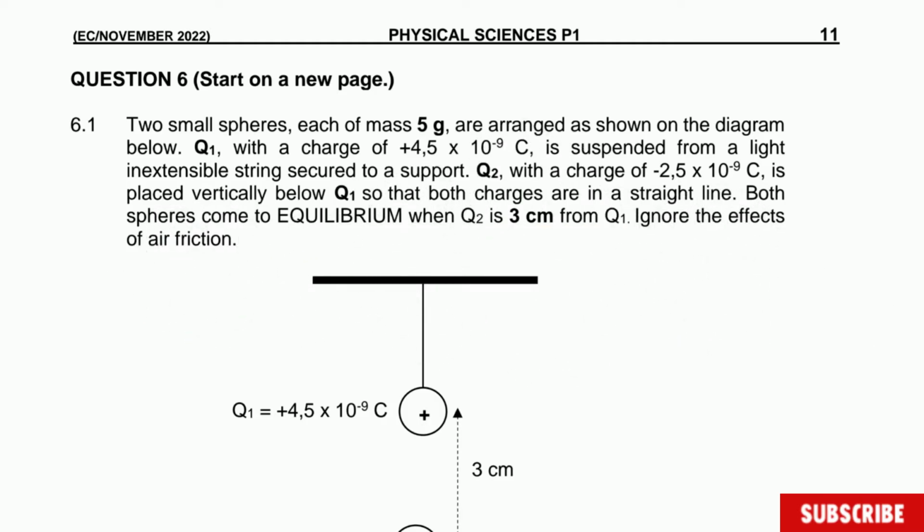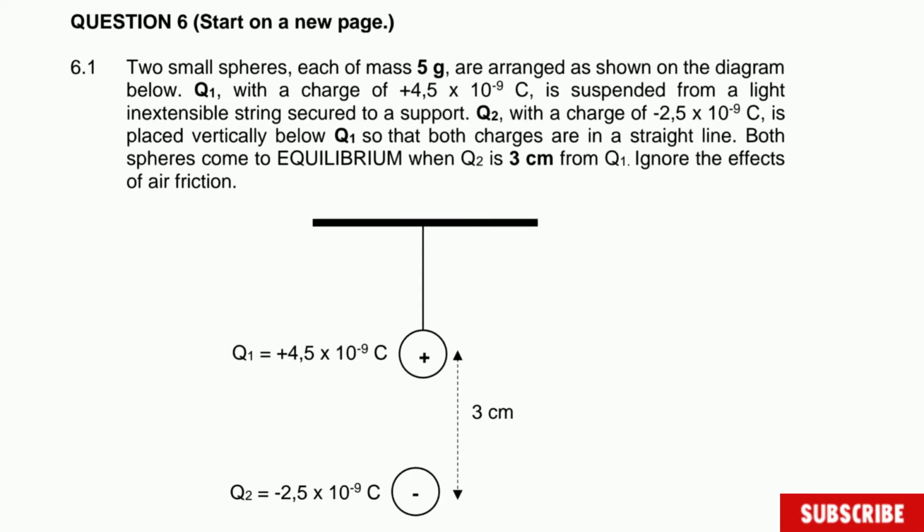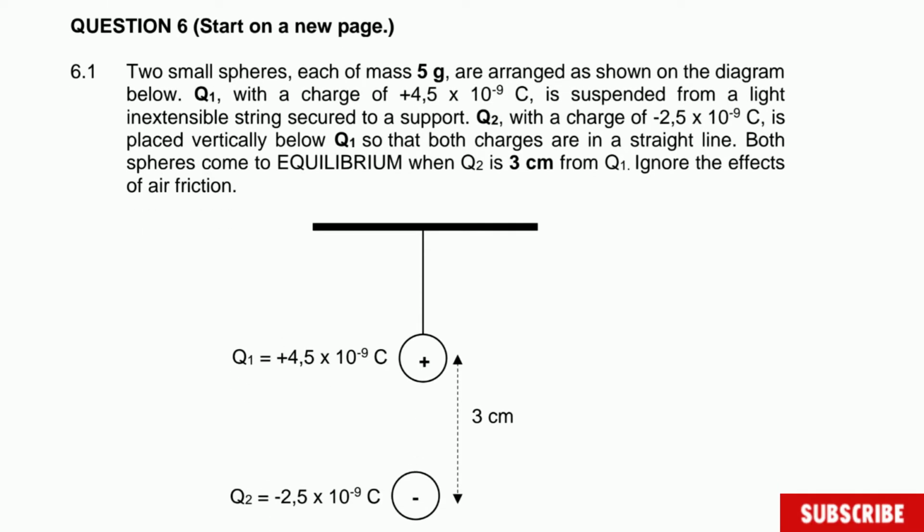This question is related to electrostatics. Two small spheres, each of mass 5 grams, are arranged as shown in the diagram below. Q1 has a charge of 4,5 times 10 to the minus 9 coulombs. It is positive, and is suspended from a light inextensible string secured to a support. Q2, with its charge of negative 2,5 times 10 to the minus 9 coulombs, is placed vertically below Q1 so that both charges are in a straight line. Both spheres come to equilibrium, which means they are not moving, when Q2 is 3 centimeters from Q1. Ignore the effect of air friction.